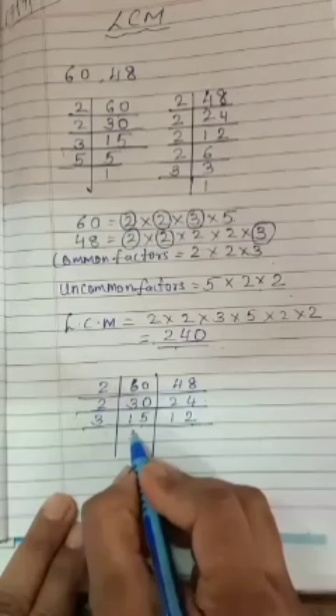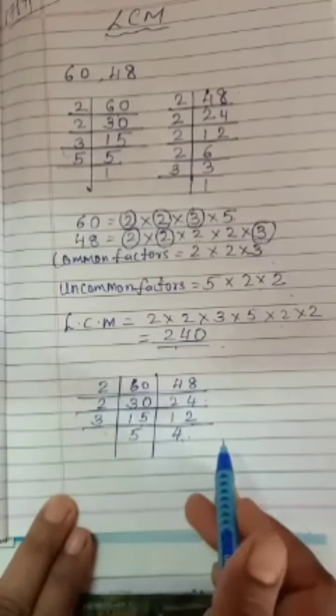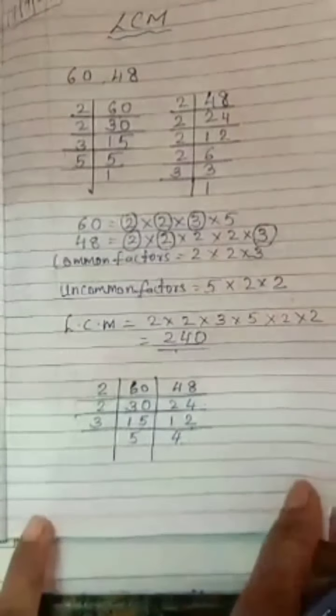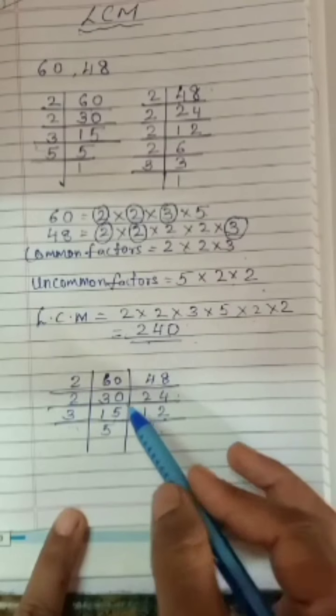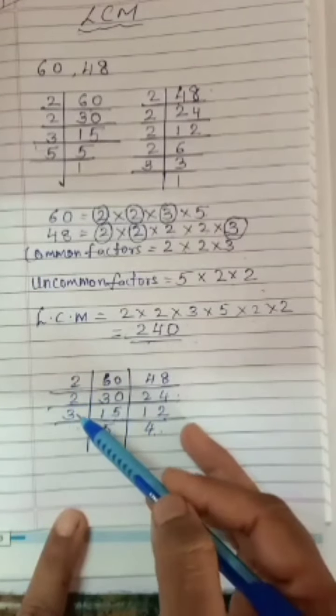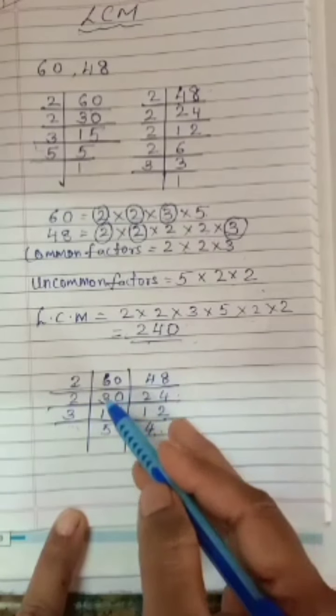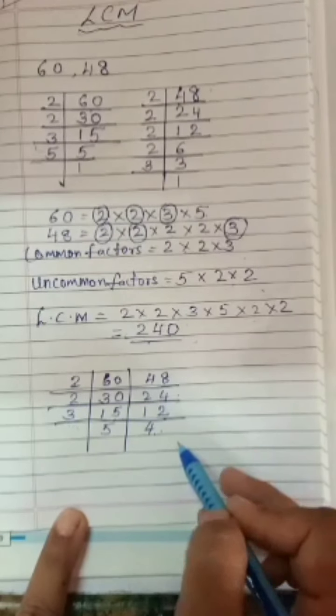3 5s are 15 and 3 4s are 12. So 5 and 4 further cannot be divided, so keep it as it is. Now let us see in this, while finding the HCF we took only these numbers and we got the HCF, but here we are going to take the factors as well as the remaining numbers.